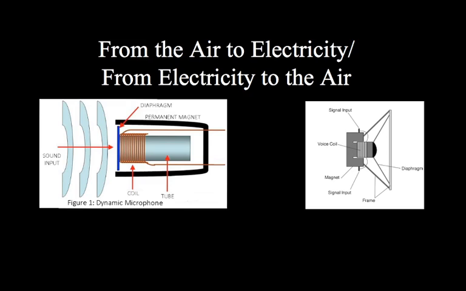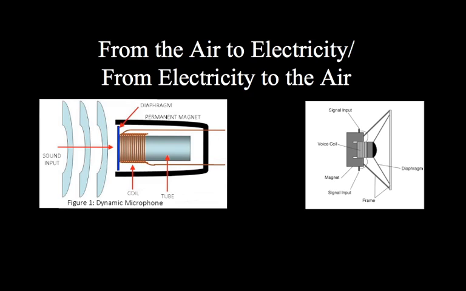The magnet works to give us a polarized electrical signal. So we have a negative and a positive cable coming off of that magnet, and that's going to modulate an electrical signal going through the microphone cable.